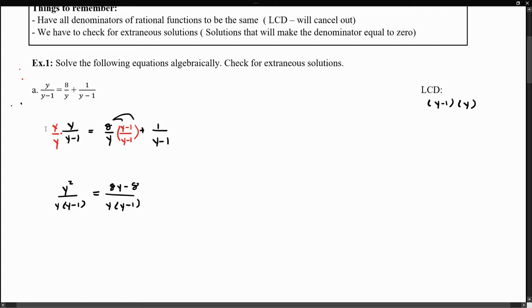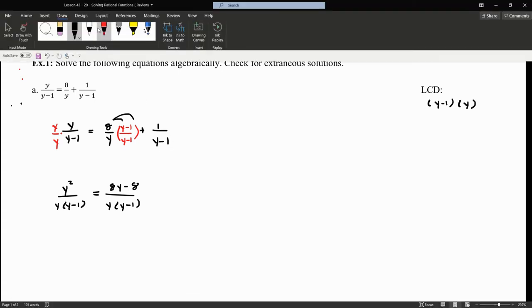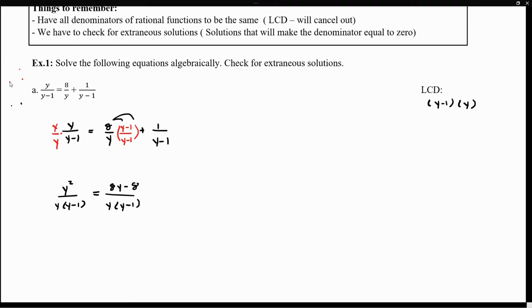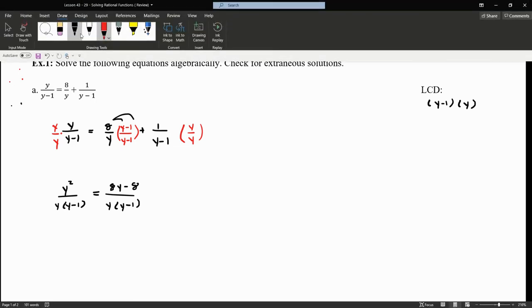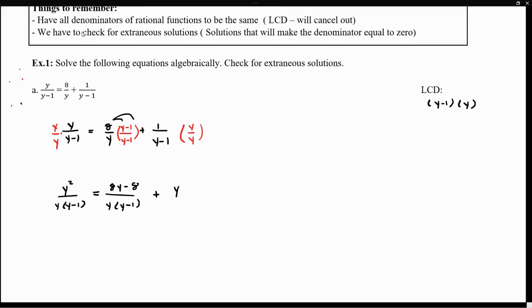And now notice that these two fractions have the same denominator. I'm going to do the same for the last one. My denominator is y minus 1. What am I missing? I'm missing a y. So I need to multiply y on the top and y on the bottom. By doing that, now I have y on the top, since 1 times y is y. And on my denominator, I have y times y minus 1, which is the LCD. So notice that now all the denominators in every single rational expression have the LCD.